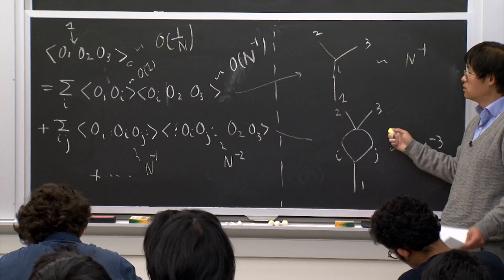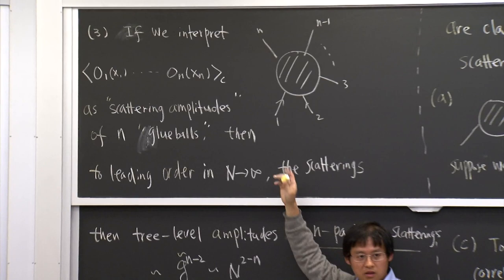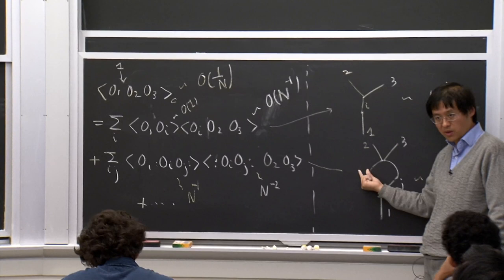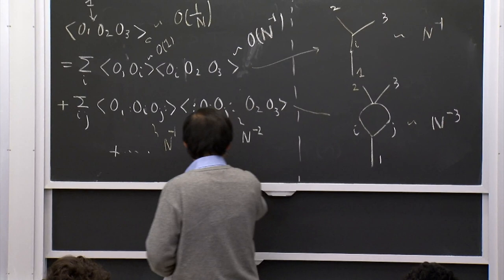So this is a direct way to say that to leading order, there can only be tree-level processes. You can never have loops, because whenever you have a loop, correspondingly you must have multi-particle intermediate states, and then they are suppressed by large n. Is it clear? So this tells you that all loops are suppressed.